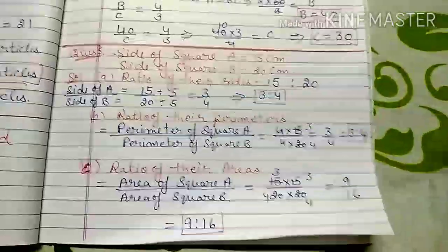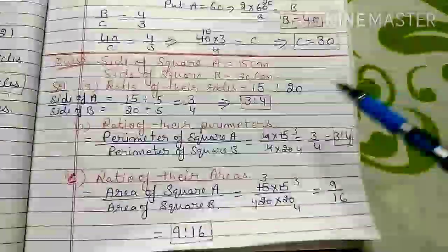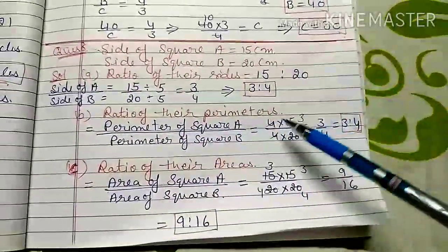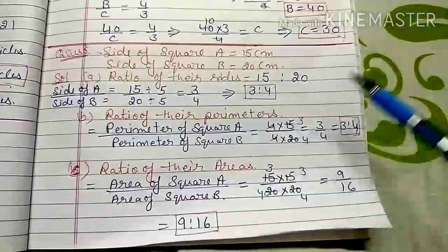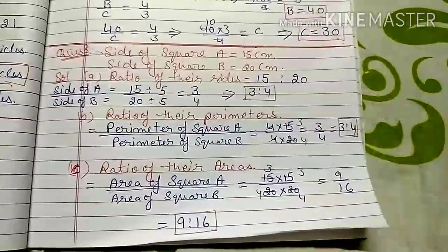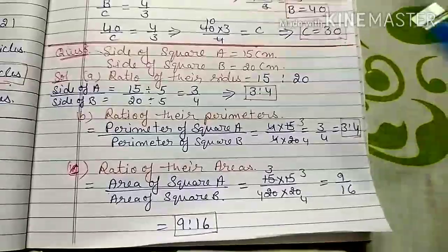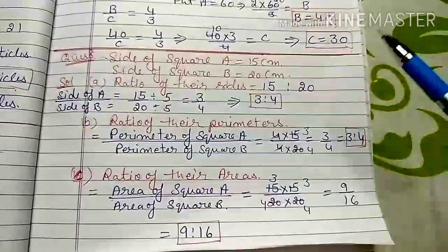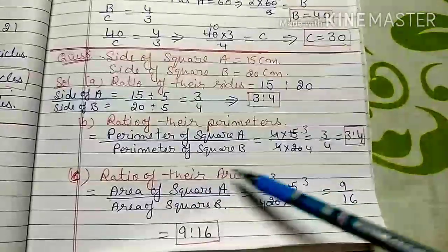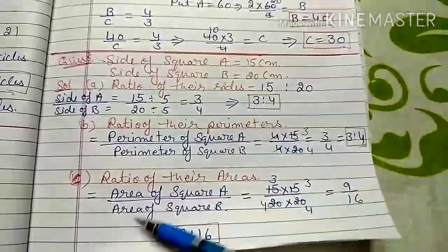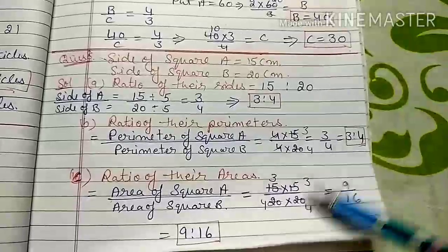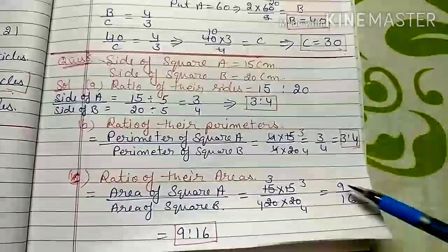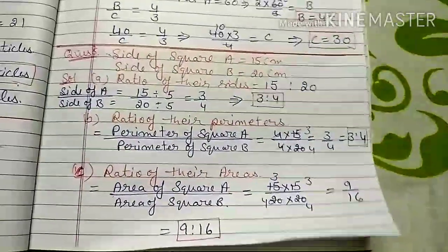Now the ratio of their perimeters. The perimeter of a square formula is 4 multiplied by side. So perimeter of square A upon perimeter of square B, 4 into 15, 4 into 20, 3 by 4, and 3 ratio 4. That is the ratio of their perimeters. Now the ratio of their areas. The area of a square formula is side multiplied by side. So area of square A is equal to 15 into 15. Area of square B is equal to 20 into 20. So 5 3s are 15, 5 4s are 20. So I got 9 by 16. My required answer is 9 ratio 16.